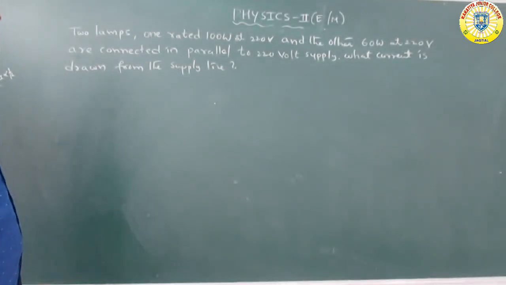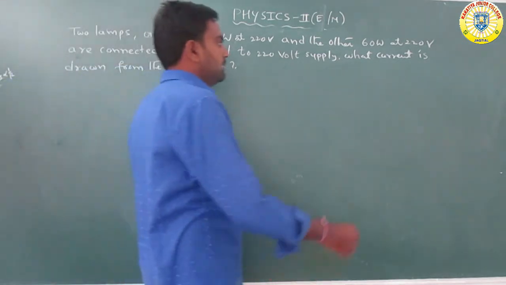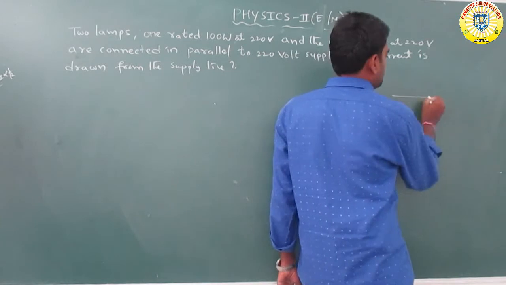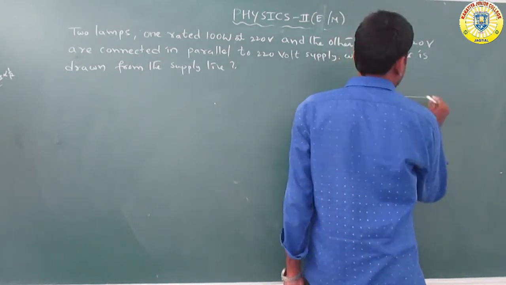Okay, the two lamps are rated 100 watts at 220 volts, and another 60 watts at 220 volts, connected in parallel to a 220 volts supply. So what current is drawn from the supply line? Okay, so here consider the first bulb, the two lamps.